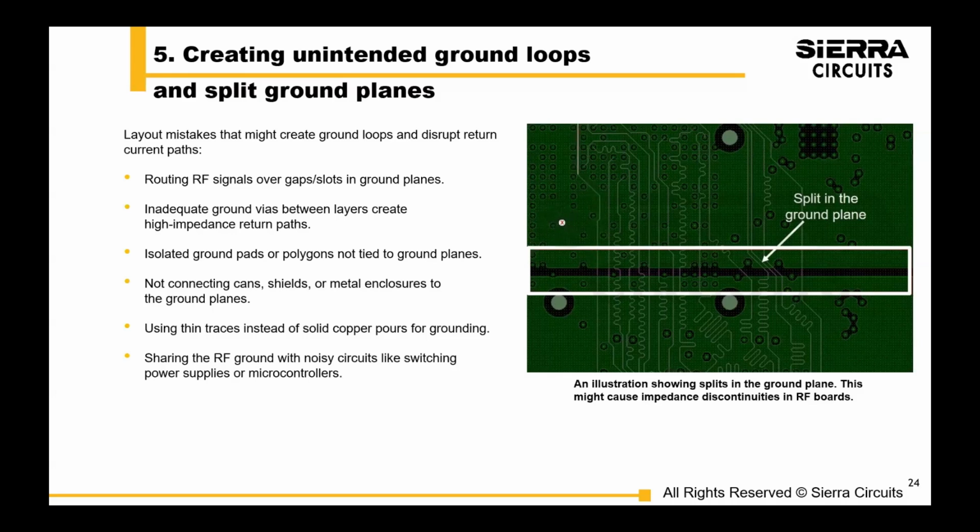So routing RF signals over gaps or slots in the ground plane, inadequate ground vias between the layers, creating high impedance return paths, isolated ground paths or polygons not tied to ground planes, intentional or accidental splits beneath the RF signals, not connecting shields or metal enclosures to the ground planes, using thin traces instead of solid copper pours for grounding, sharing the RF ground with noisy circuits like switching power supplies or microcontrollers.